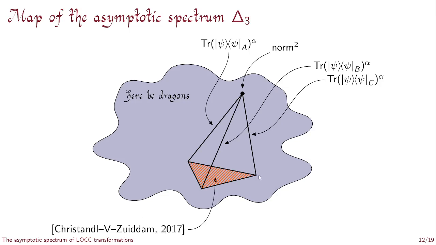So one can imagine a tetrahedron with one of the vertices, the norm squared, and the face that's opposite are these interpolating functionals. And these three lines are the marginal Rényi entropies, essentially. So in this talk, I will introduce this family which kind of fills in this tetrahedron. So we get a solid tetrahedron consisting of elements of the asymptotic spectrum.